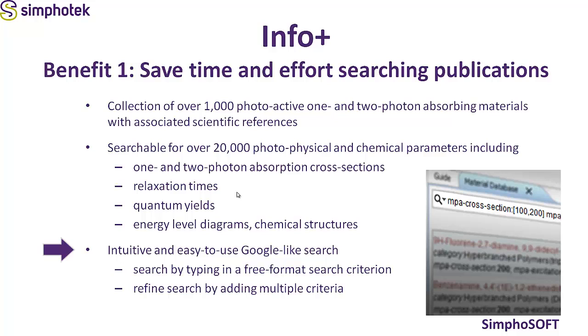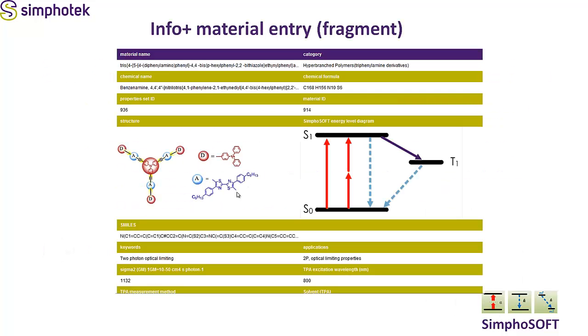Info Plus search is easy and intuitive. Its free format is very similar to nowadays online search engines like Google. Each material entry can be viewed in one long scrollable panel. You will find chemical name and chemical structure at the top, a listing of available material parameters, and a reference information at the bottom.